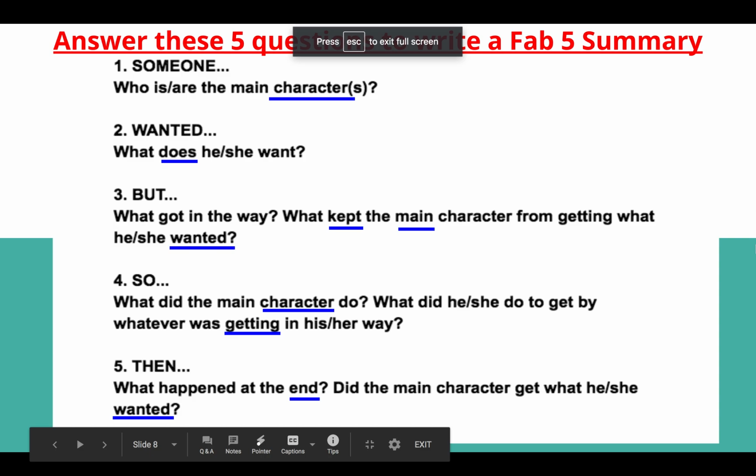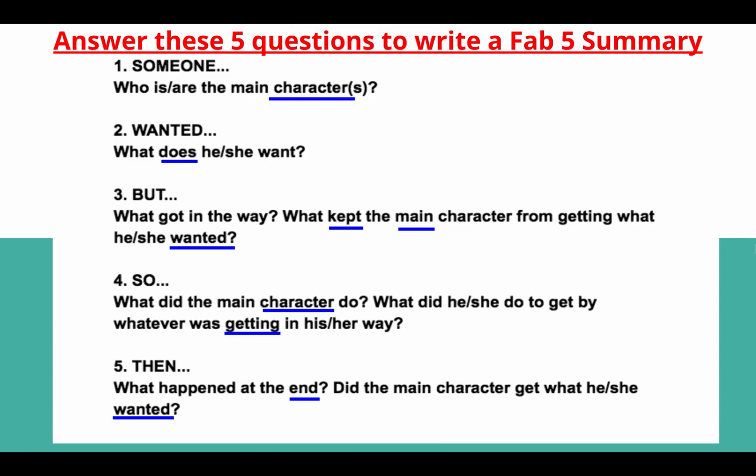The first question is, using the keyword someone, you have to ask yourself, who are the main character or characters? Someone, that's a keyword. The second keyword is wanted. You have to ask yourself, what does he or she want, that character? The third keyword, but. What got in the way? What kept the main character from getting what he or she wanted? The but is a problem. So far we have someone wanted but.